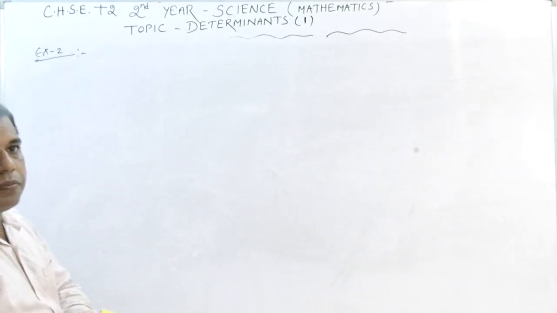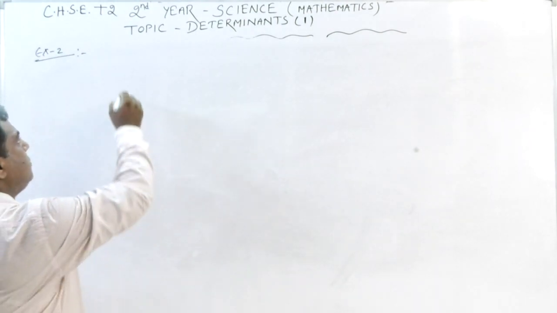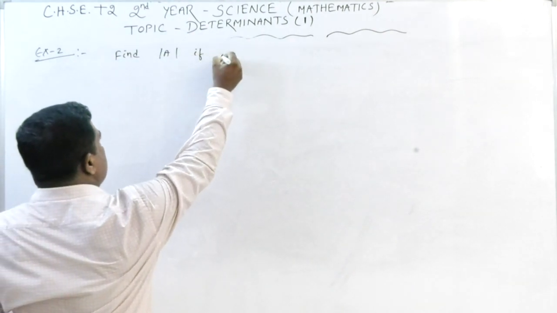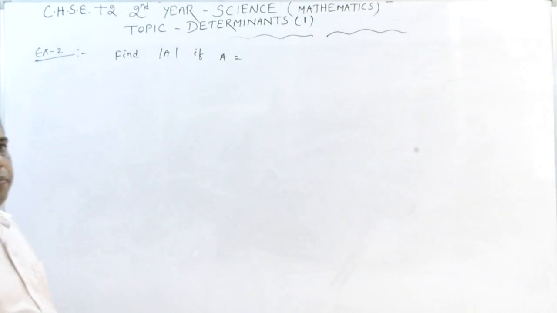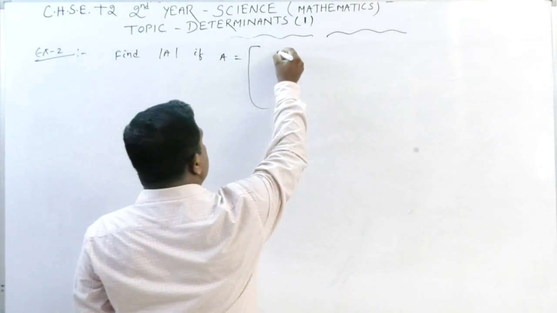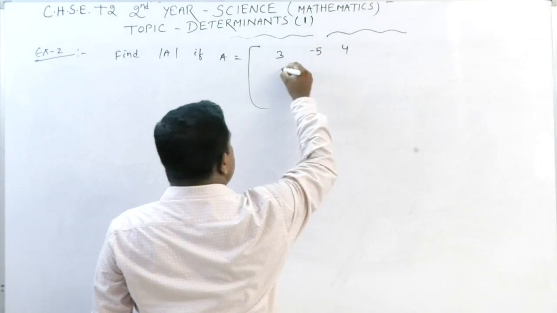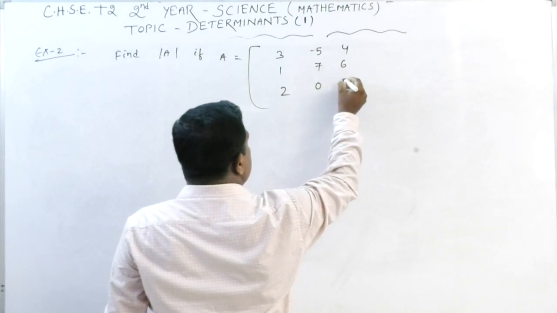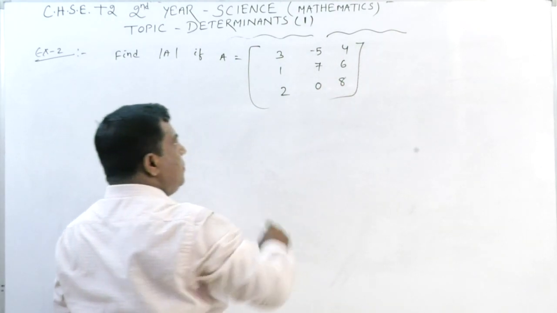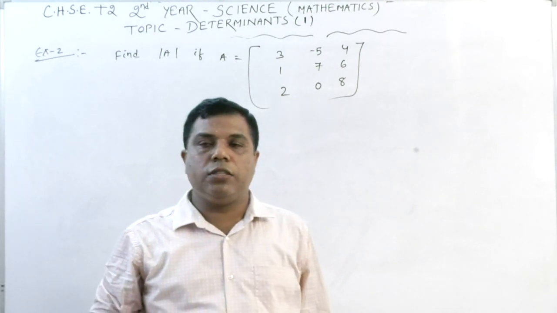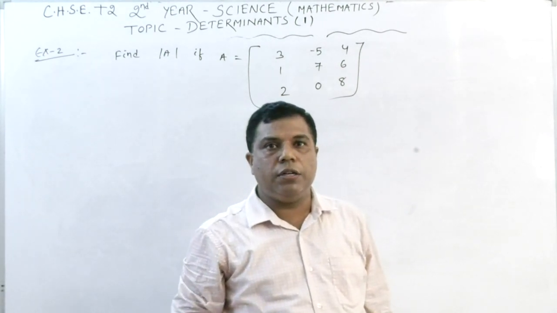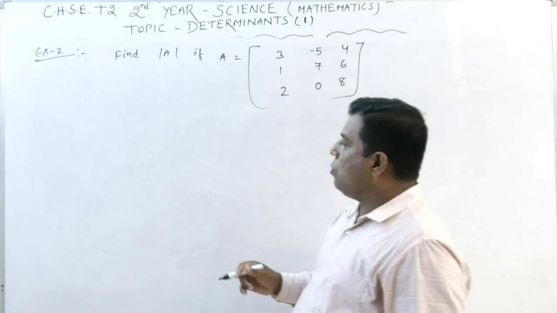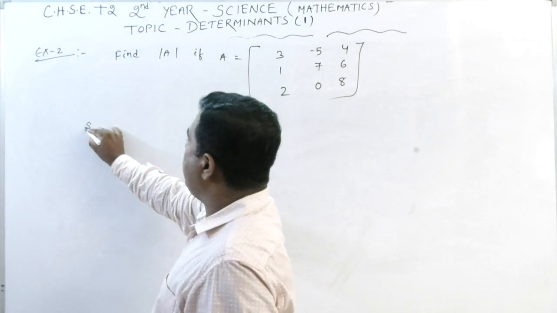So it is given, find the determinant if A equals to, it is given. So you see, it is a square matrix of order 3 and we have to find the determinant value attached with this matrix. So here, I am going to write the solution.